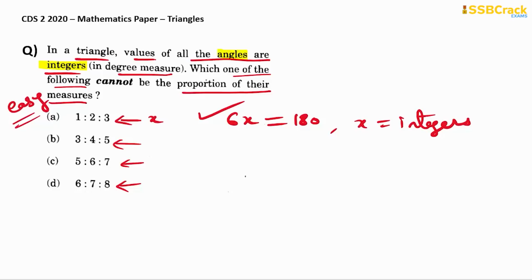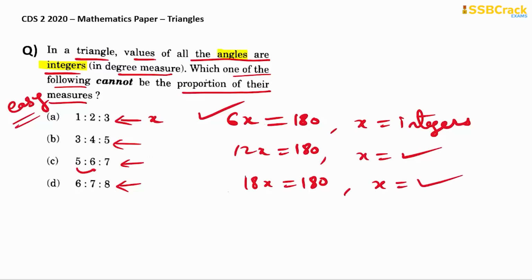For the second scenario, we are getting 3 plus 4, 7 plus 5, 12x equal to 180. This will also be an integer here, so right tick. Then 5 plus 6, 11, 11 plus 7, 18x. 18x equal to 180. This also is going to give you x as an integer only, so allowed. So of course the answer has to be option D.